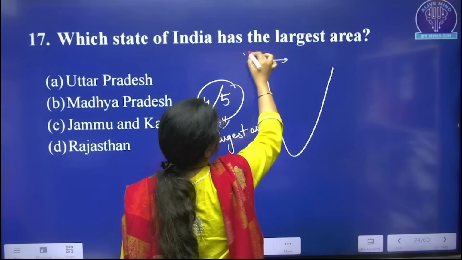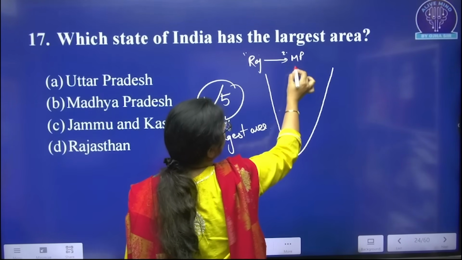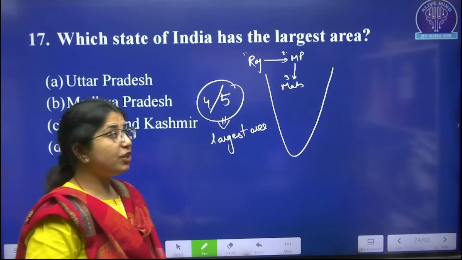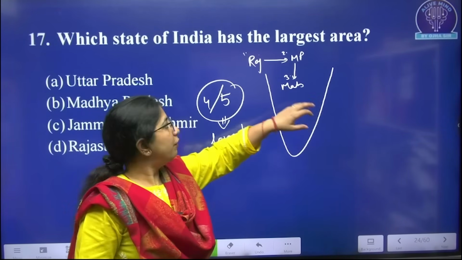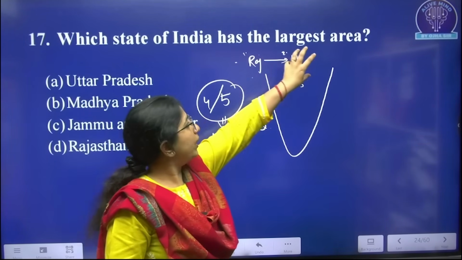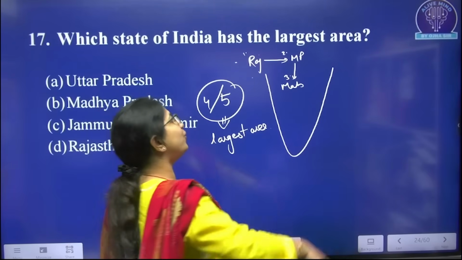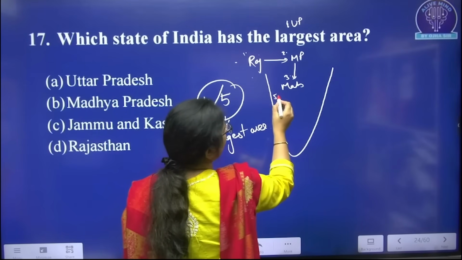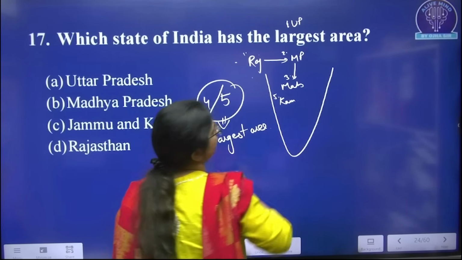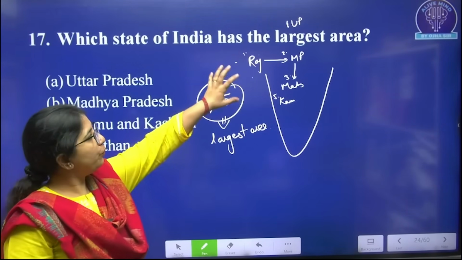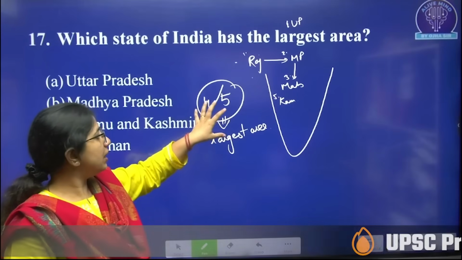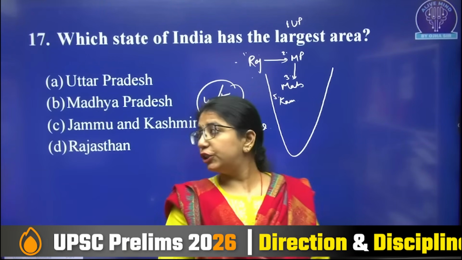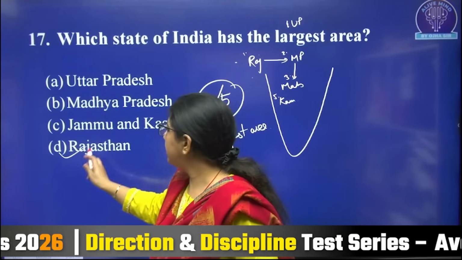Then is MP. Then is Maharashtra. See the chronology, how I'm intentionally making these arrows. First you'll go to Rajasthan, then you'll go to MP, then you'll go to Maharashtra, and then the 4th one is here, UP. And then the 5th one is down here, Karnataka. These are the top 5 states having the largest area in India. So here the answer is Rajasthan, D.